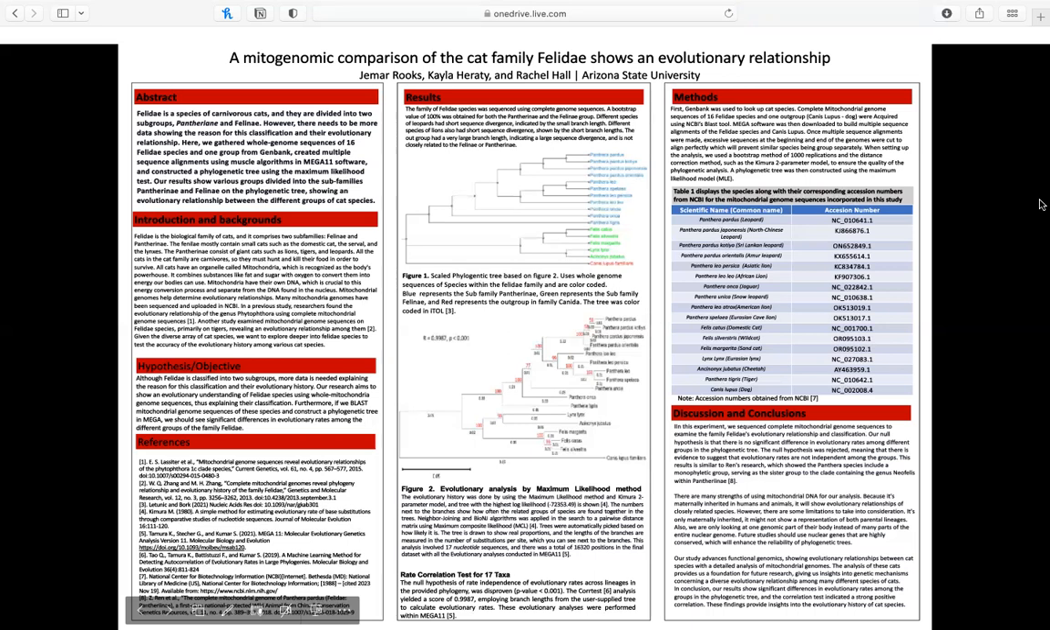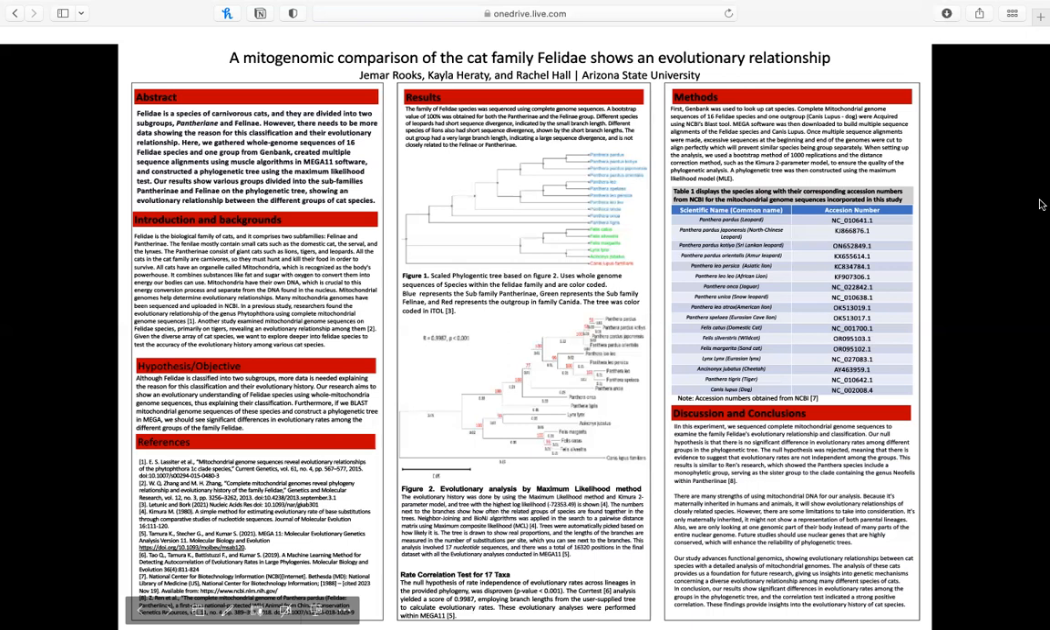Onto our hypothesis and objective. Although Felidae is classified into two subgroups, more data is needed explaining the reason for this classification and their evolutionary history. Our research aims to show an evolutionary understanding of Felidae species using whole mitochondrial genome sequences, thus explaining their classification. Furthermore, if we BLAST mitochondrial genome sequences of these species and construct a phylogenetic tree in MEGA, we should see significant differences in evolutionary rates among the different groups of the family Felidae.